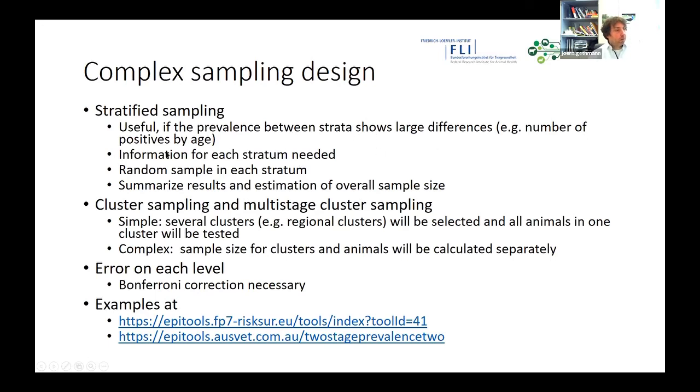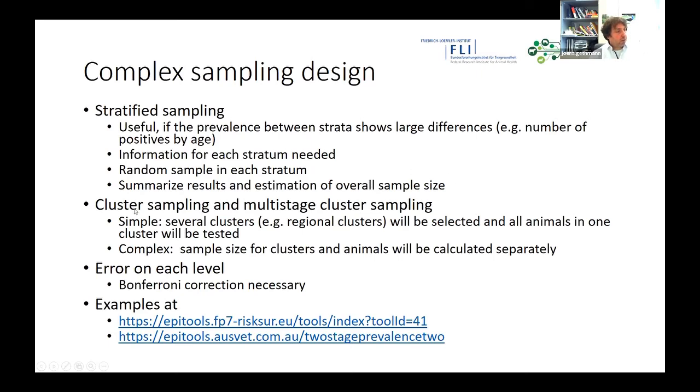And so stratified is more about different populations. In the best case, you should run a random sample in each stratum. Then you should summarize the results for each stratum separately, and then you can come back to an overall sample size for the whole population. But often it doesn't make sense. It's better to have the prevalence for each stratum.